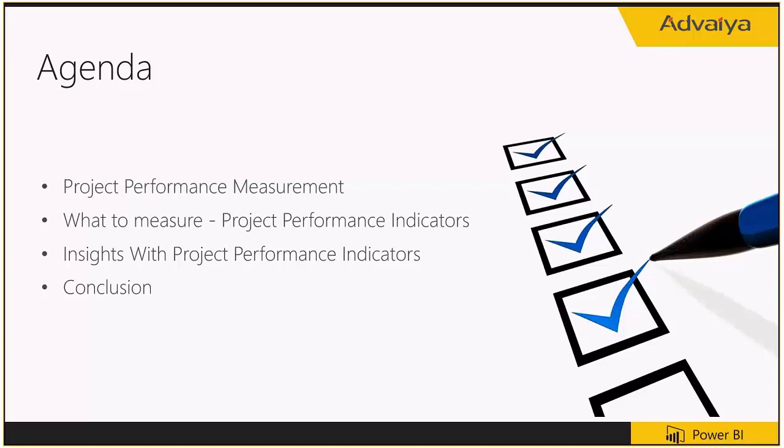So what we are going to talk about today is what exactly entails project performance measurement and how it really happens. Then we would be talking about the different aspects of project performance, and what the indicators could be which we can use to measure project performance in an effective manner. We would be talking about certain examples, showing you certain reports and insights that can be drawn with that, and then summarizing our presentation. So that is in a nutshell what we would be talking about today.